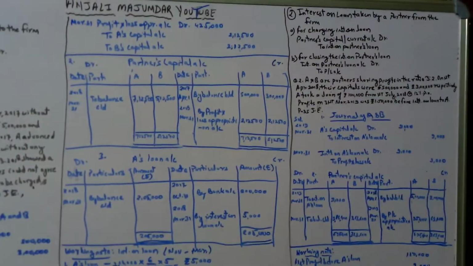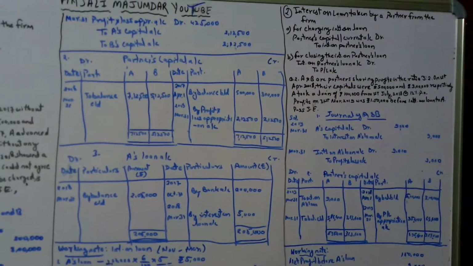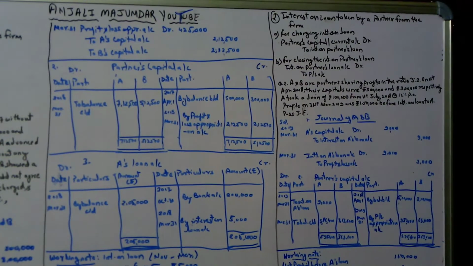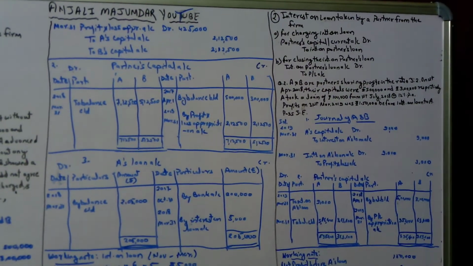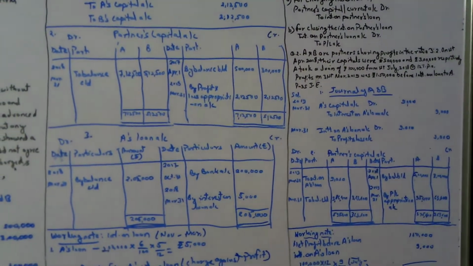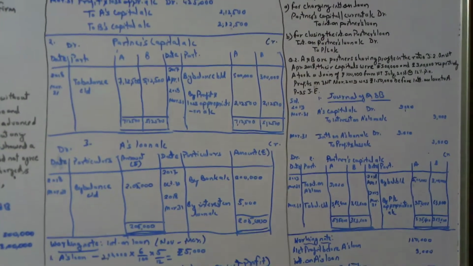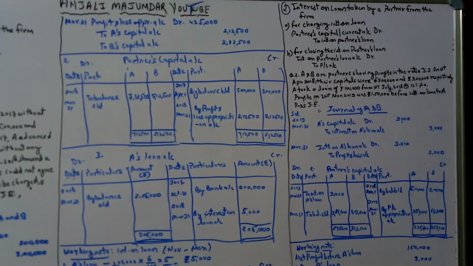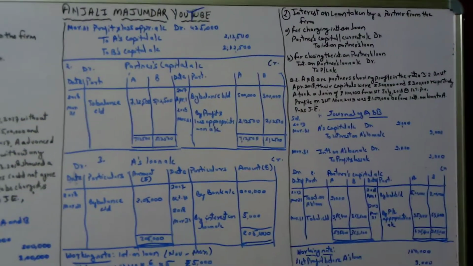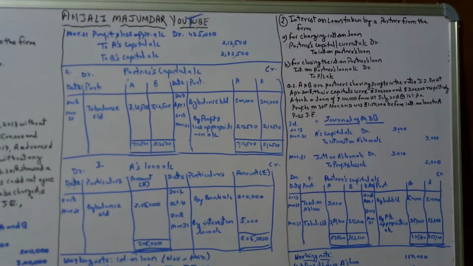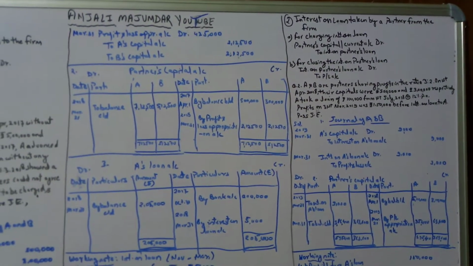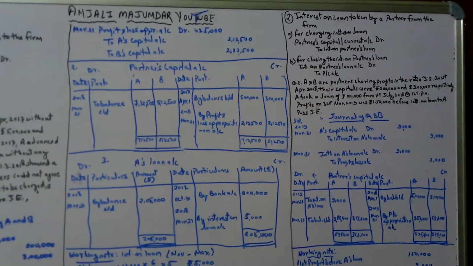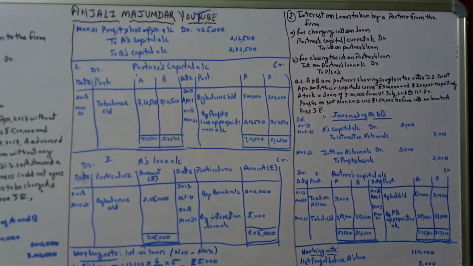Now let's look into the journal entries. The journal entries on 2019 31st March. A's capital account debited to interest on A's loan account. Why? Because A has taken the loan from the firm. So A's capital debited to interest on A's loan account. The interest is 9,000, already calculated, and on 31st March for closing that interest on A's loan account, 9,000 to profit and loss account. Here profit and loss is credited, the reason being it is a gain. This interest on loan is a gain, therefore profit and loss is credited.